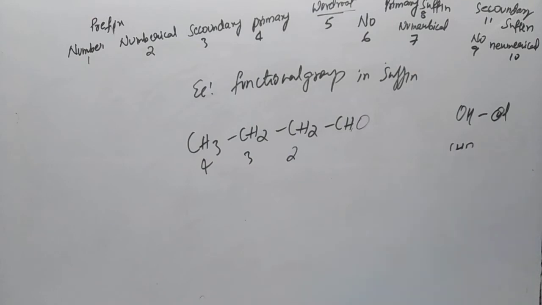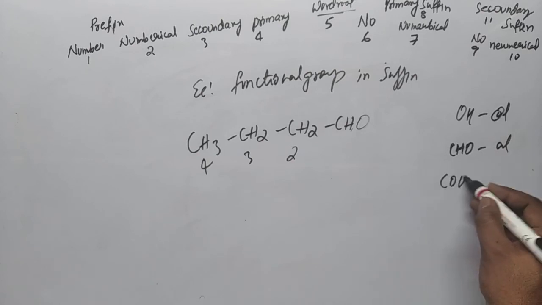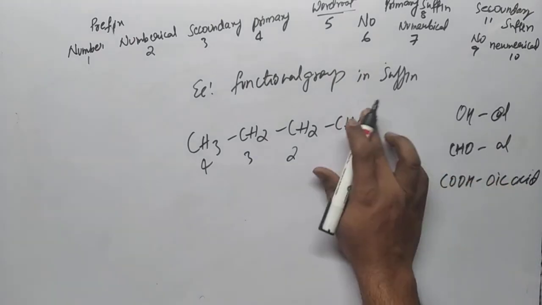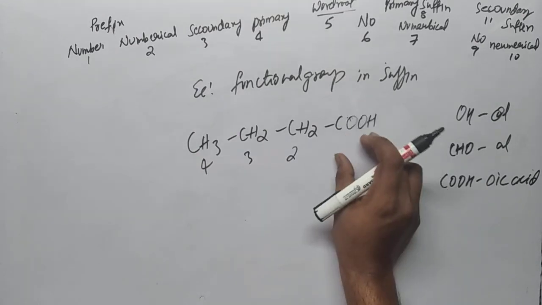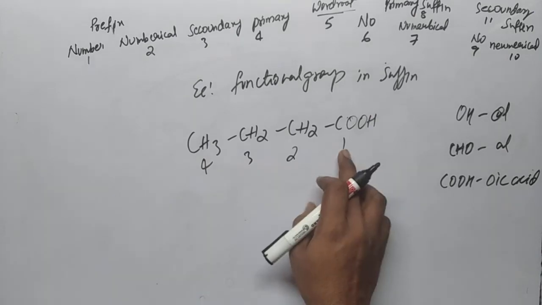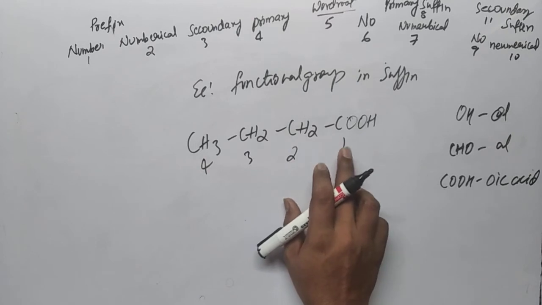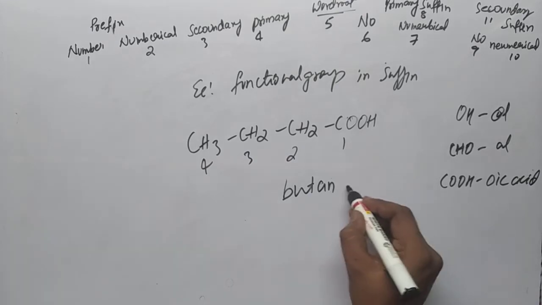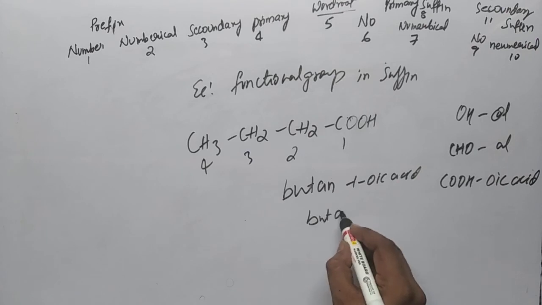Next, we have taken alcohol and aldehyde. Next we will take carboxylic acid, COOH. Whenever you have a carboxylic acid in the suffix, we will be writing oic acid. So here we have COOH. Whenever you have a functional group, you have to give the lowest number: 1, 2, 3, 4. So this is the first carbon, second, and so on. Four carbons, so but, AN. Next, 1-oic acid, or else you can write this as butanoic acid.